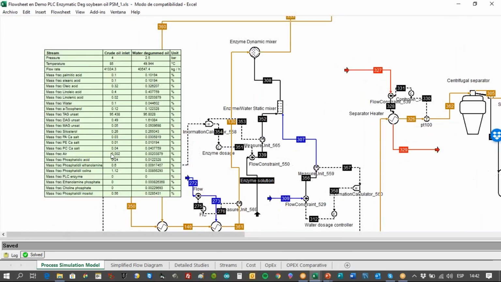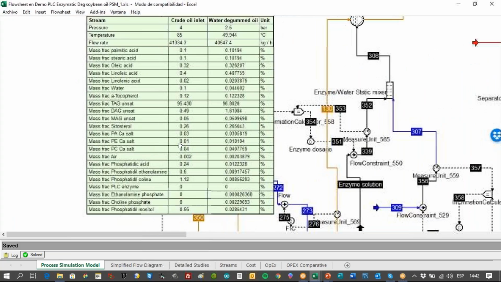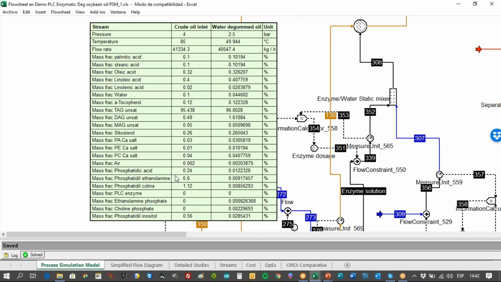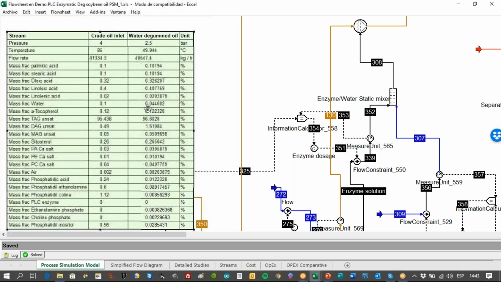Sorry, but you can see it better now than before. Here we have the composition of this crude soybean oil in terms of free fatty acids, tocopherol, triglyceride, diglyceride, but also in terms of the phospholipids, those that are free, but also those that are linked, forming a salt. Okay, and this is important because we are going to analyze the performance of the enzyme action.